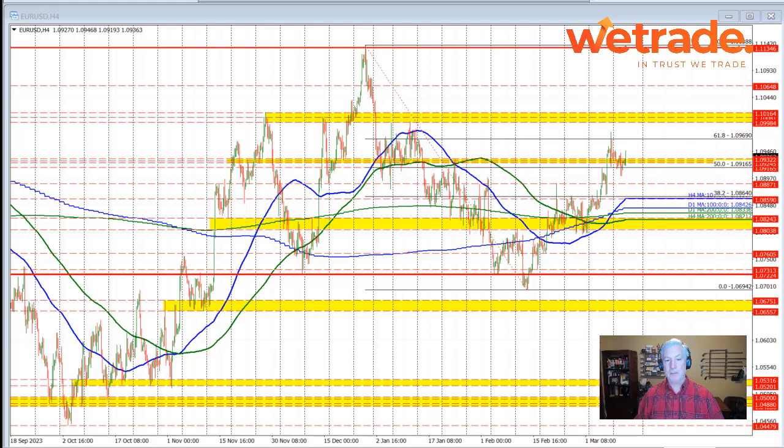the downside, and that move to the downside did come down to retest the 50% midpoint of the move down from the December high to the February low. That level comes in at 1.0916. Holding that level kept the buyers more engaged, and the price moved higher off of that level.